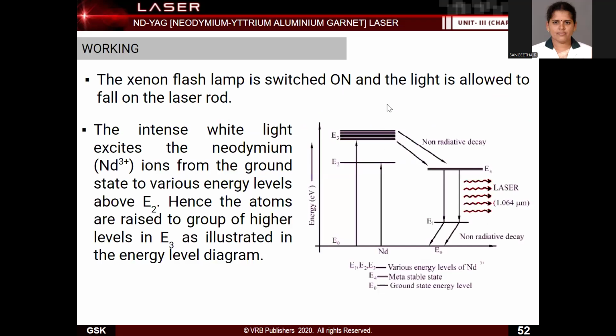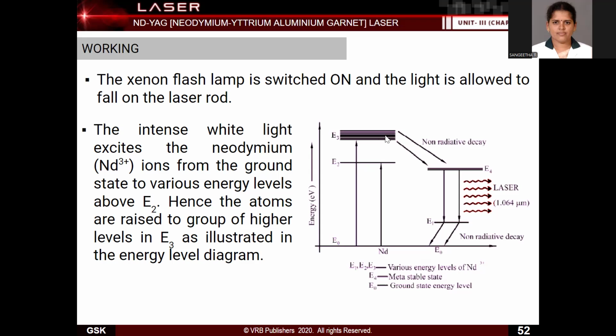Now we can see the working of the Nd-YAG laser. We switch on the xenon flash lamp and the light is allowed to fall on the rod. What happens is the Nd3+ ion in the ground state gets the energy and moves to two energy levels, one is the E2 and another is the E3 energy level. Hence the atoms are raised to a higher energy level, E3.